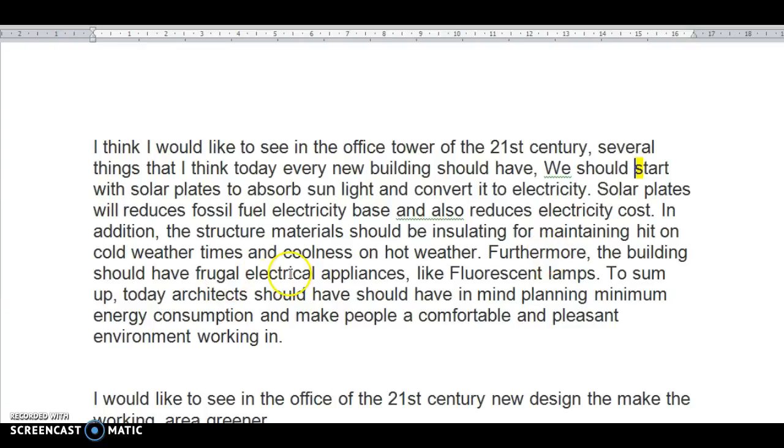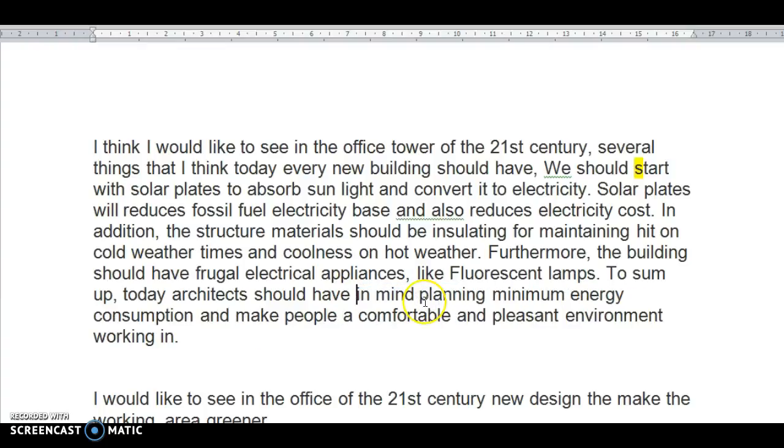"Furthermore, the building should have frugal electrical appliances like fluorescent lamps. To sum up, today architects should have in mind planning minimum energy consumption and make people a comfortable and pleasant environment to work in." So we have a good paragraph here. And what I like is the attempt to link the ideas. In addition, furthermore, to sum up, all of this helps us to see the connection between the ideas, where it's going. And it starts with a clear and logical topic sentence.